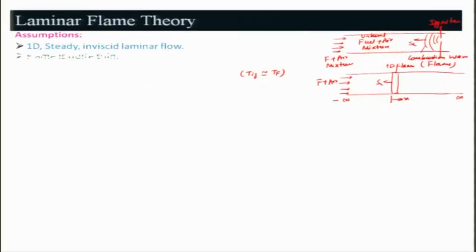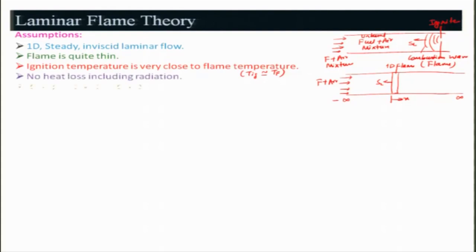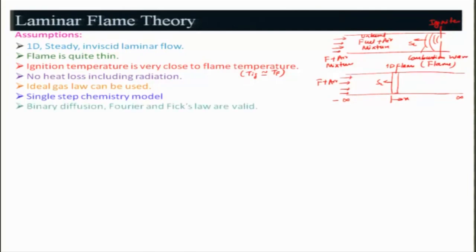And we have made the assumptions, and I will just repeat some of these. That is one-dimensional steady inviscid laminar flow, and the flame is quite thin, with no heat loss including radiation. The ideal gas law can be used, a single step chemistry model we will be using, and of course, unity Lewis number and constant properties we will be considering, right. And we will basically be looking at the mass conservation equations for our case, right.